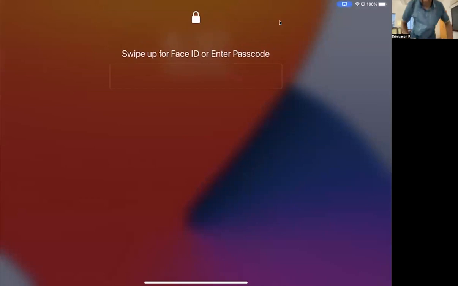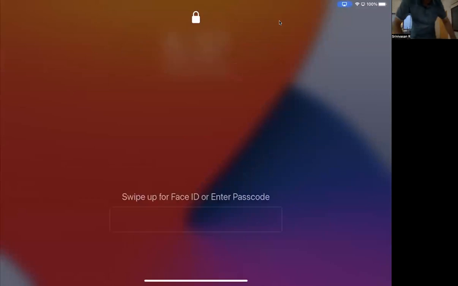Where is the camera? Camera is here, no?